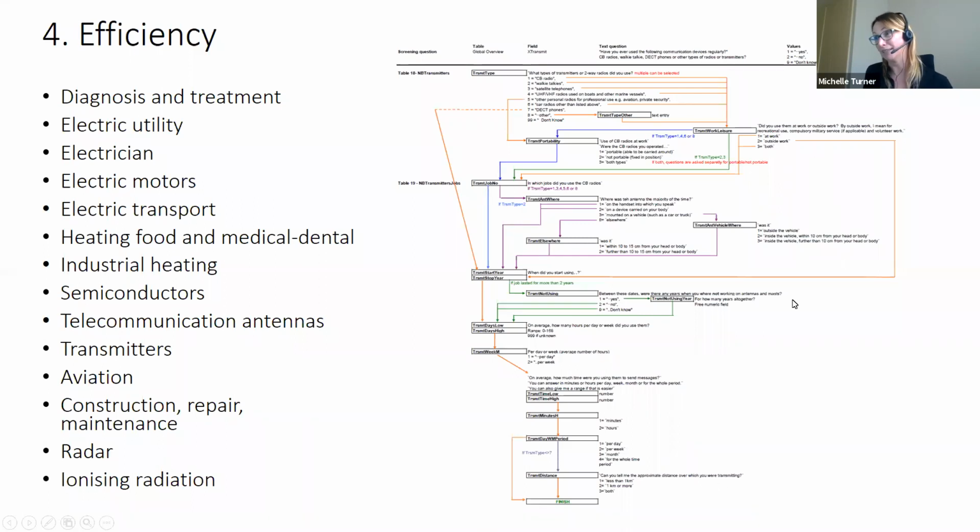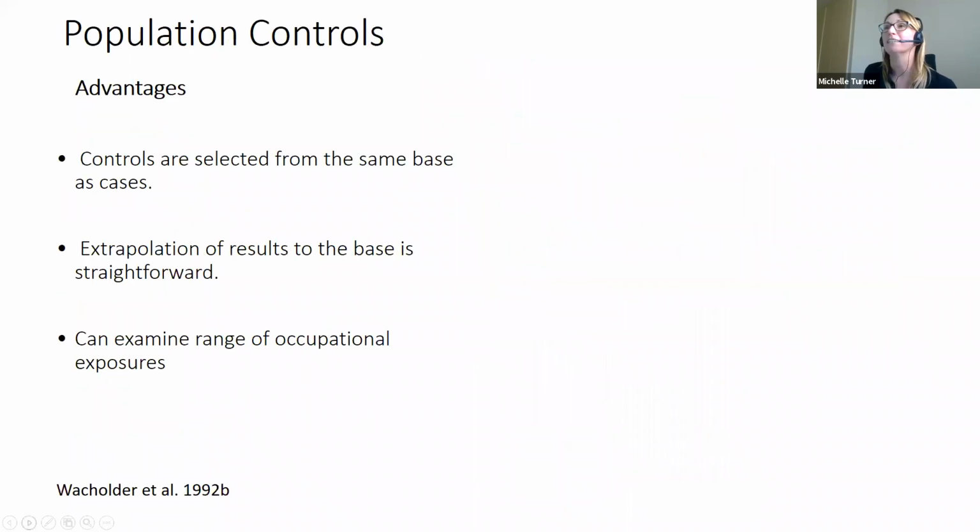And this was a very simple module. Some of the other modules are much more complex. So again, just to emphasize the type of detailed exposure information you could collect in this type of study.